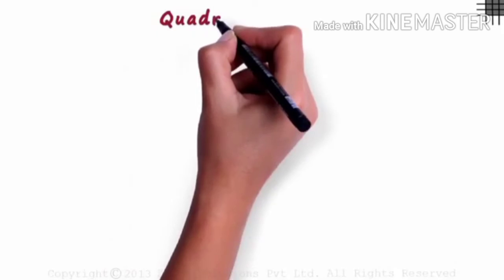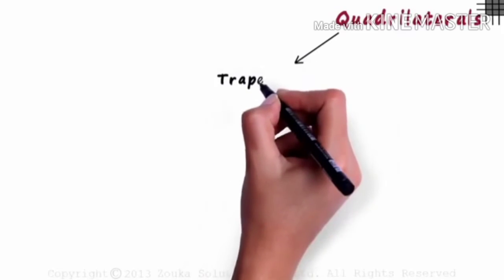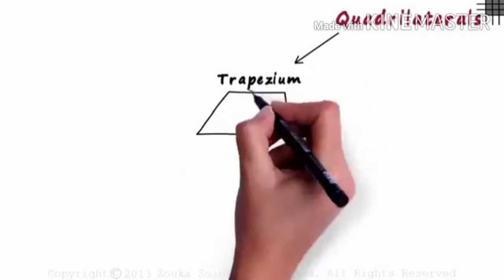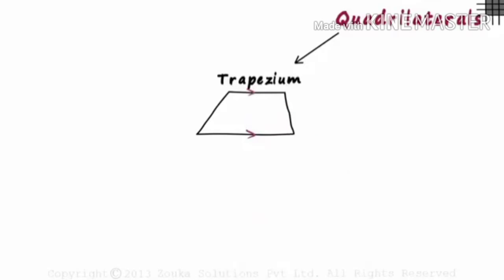Types of quadrilaterals and how they are interrelated. The first kind we studied was a trapezium. It looked something like this. It had one pair of opposite sides which are parallel. This is the only condition for a trapezium. One pair of opposite sides is parallel.